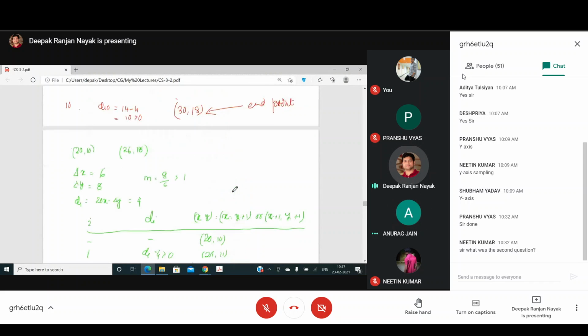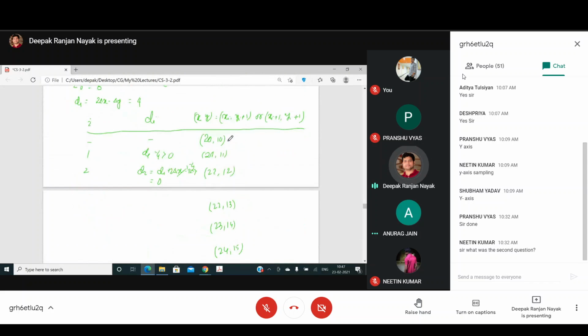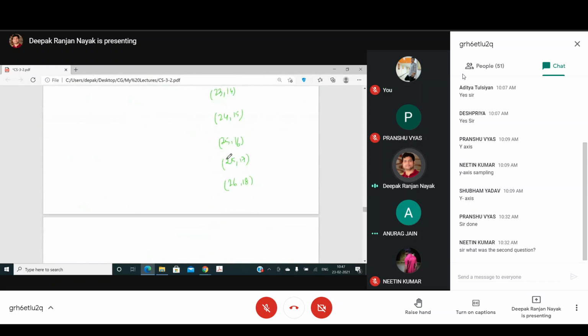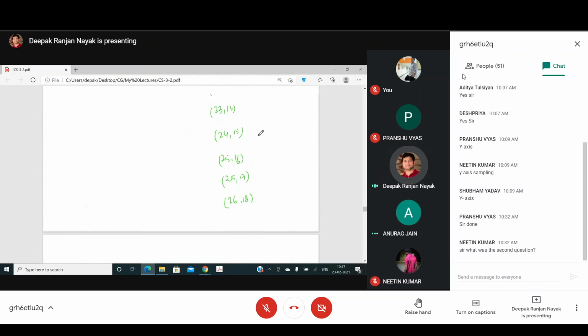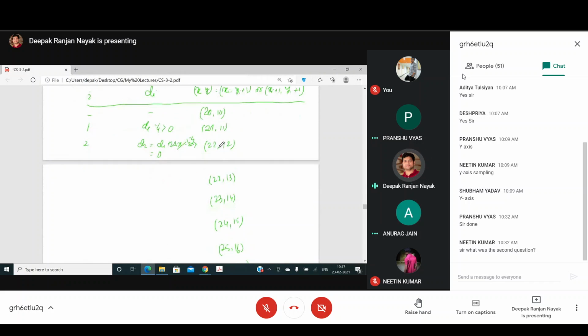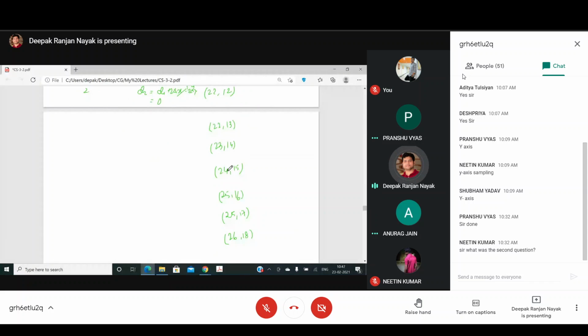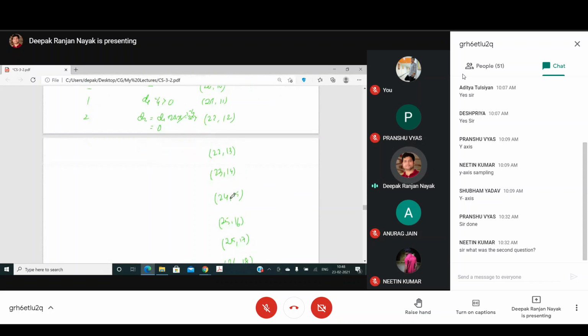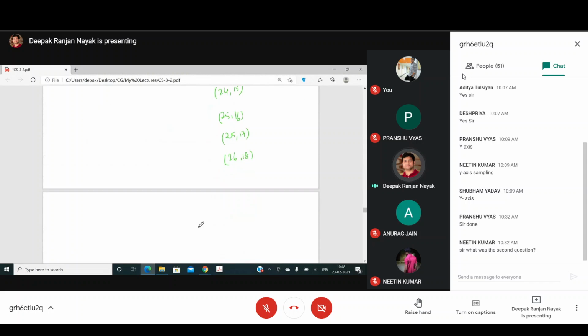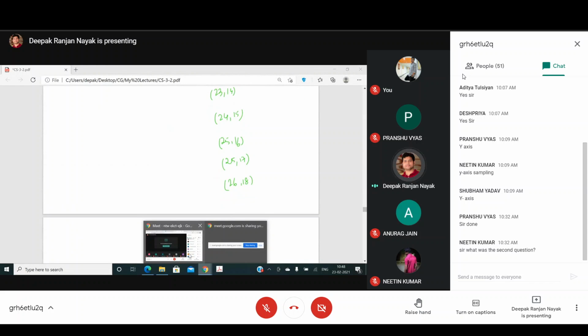So that means we have reached from 20,10 to 26,18. Okay, so how many of you have solved the second problem? So I think this is the correct answer, right? If anyone is getting other pixel values rather than this, then that is not correct. So I think all of you have got this one, right? Okay, Anurag, thank you.